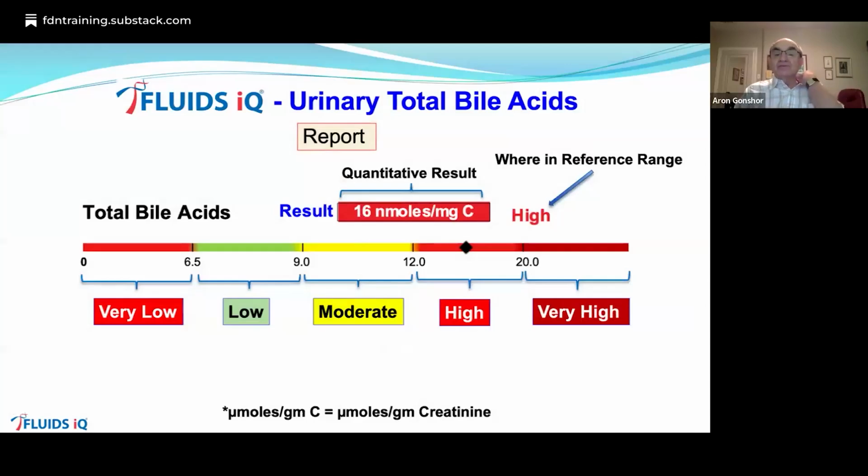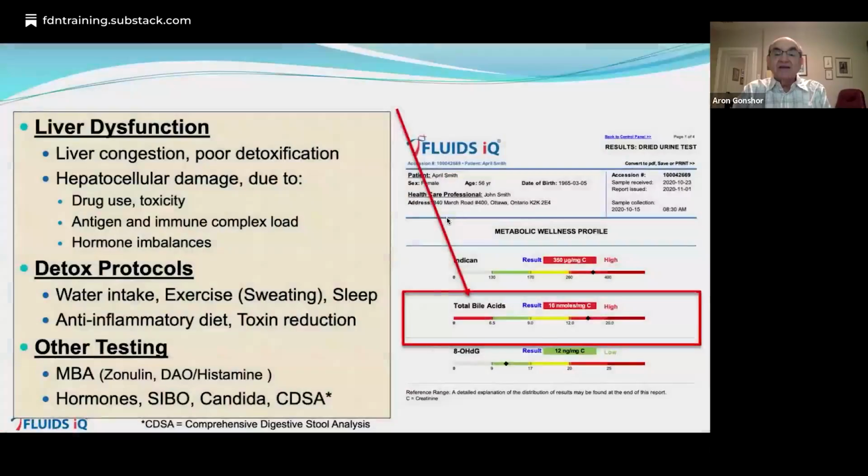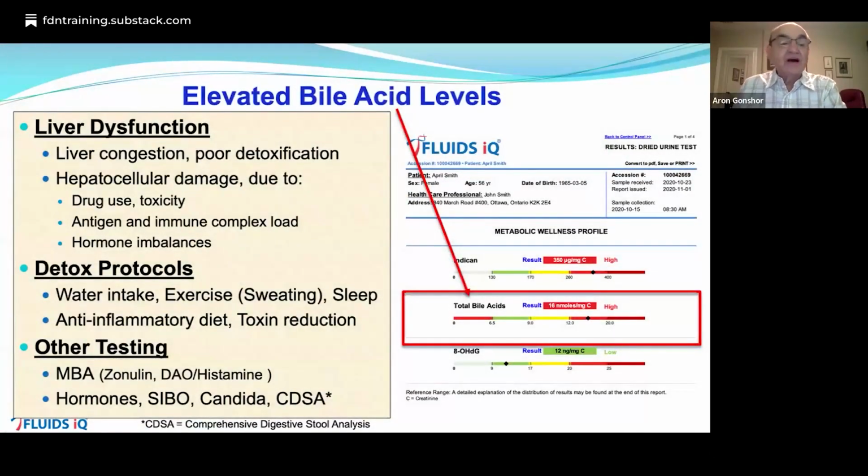What about urinary total bile acids? Here's a second one. Well, here we're showing you one that's very high. We show you high, and we tell you how many nanomoles per milligram of creatinine. And here is one with very high. So what does it tell you? Well, there's liver dysfunction. The liver is congested. It's not properly pushing it through. There's very poor detox. So we don't know, is it part of phase 1 or phase 2? You need to determine that.